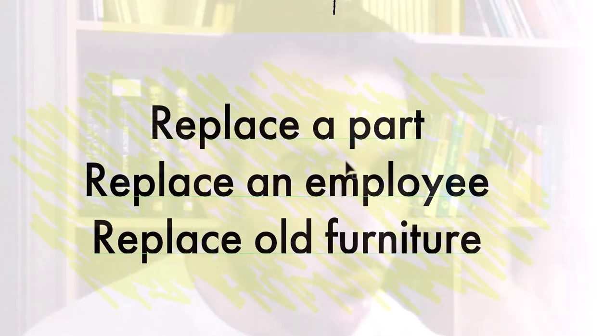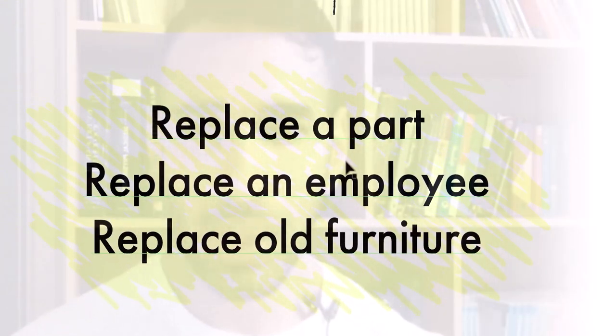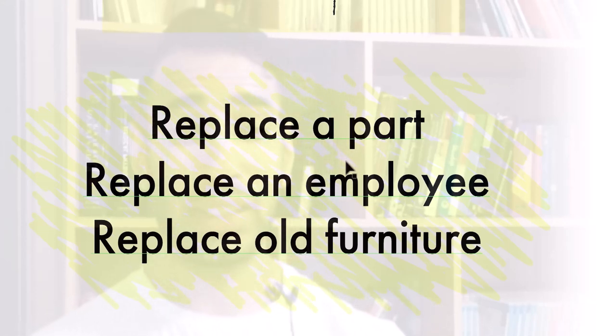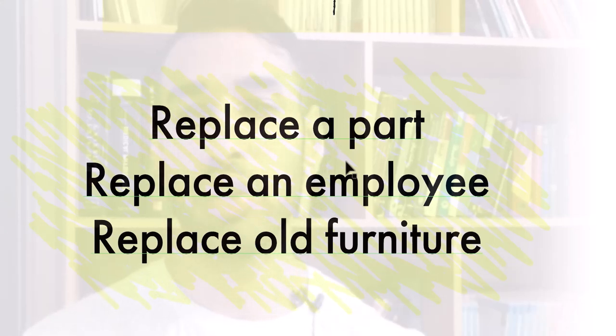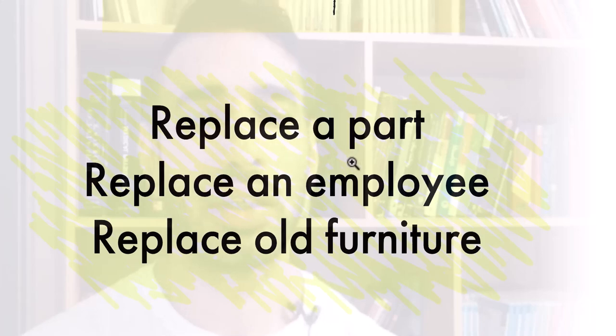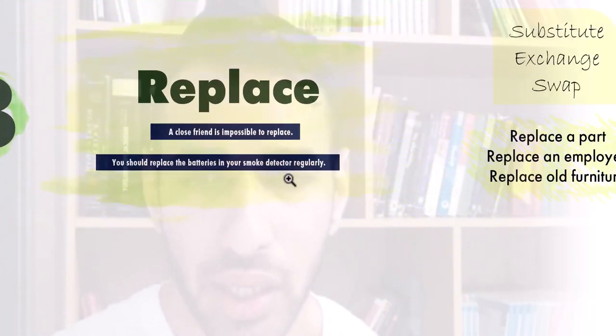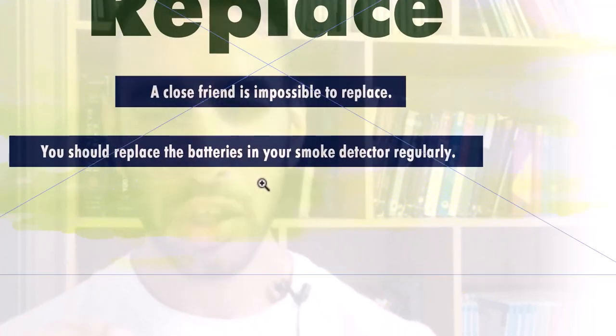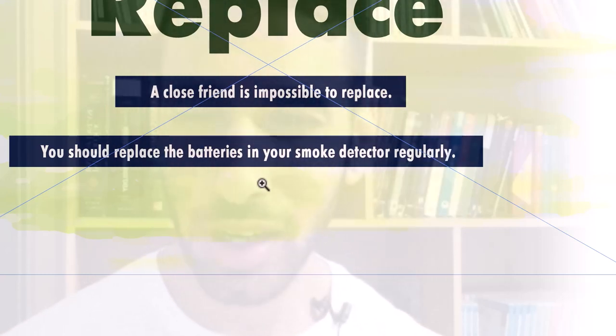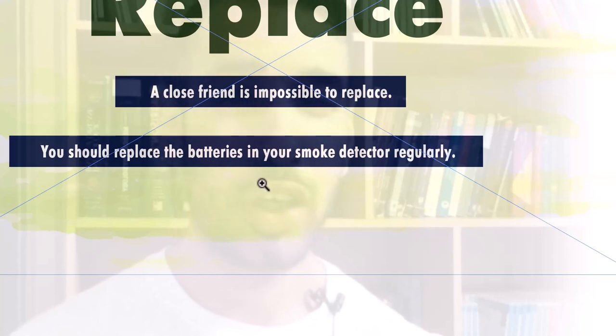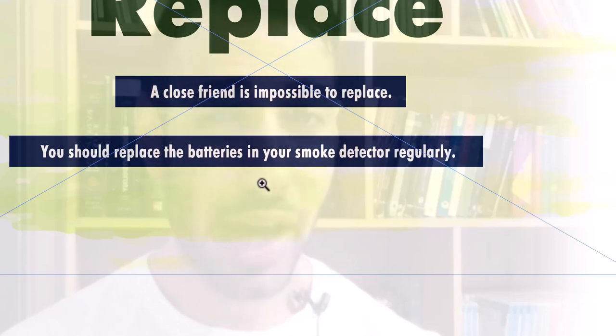We can replace a part. We can replace an employee in a company. Or we can replace old furniture if, for example, we want to renovate a room or our house. And the example: you should replace the batteries in your smoke detector regularly because the batteries may go dead and you need to replace them in order for your smoke detector to work regularly.